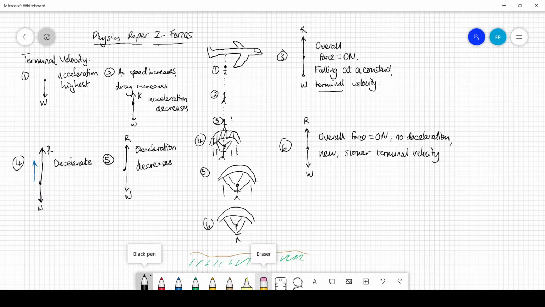Now this is important because this could be quite a high mark question. This could be anywhere from a 4 to even 6 mark explanation. And you'll need to remember each of these stages to get as many marks as you can.